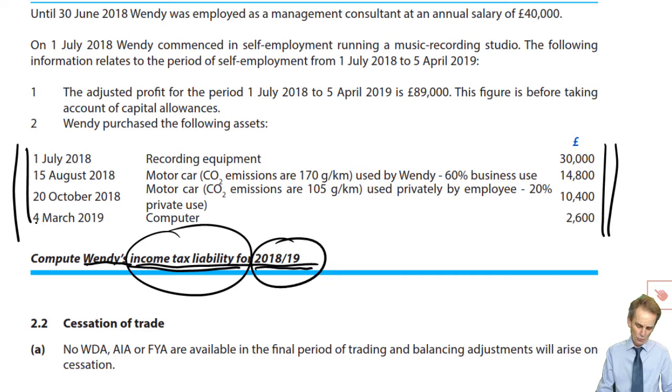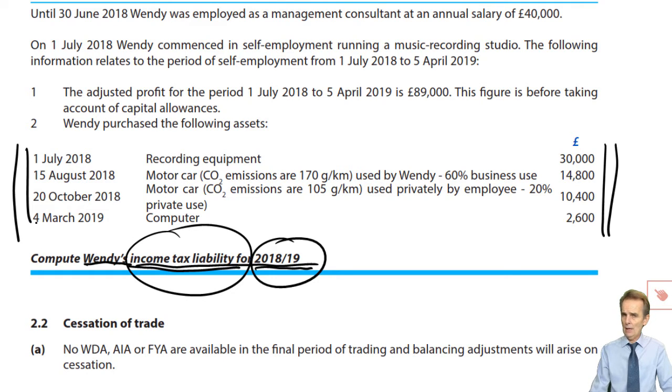And you, of course, as you read through, will then be able to determine, is that item qualifying expenditure on plant and machinery, qualifying plant and machinery? And if it is, what type of allowance is available? Is it AIA? Is it WDA? Is it FYA? In terms of the other information, what other information is relevant for inclusion within the income tax computation of the tax year?